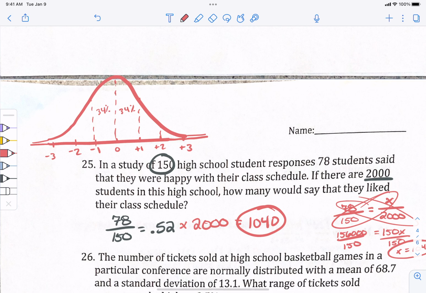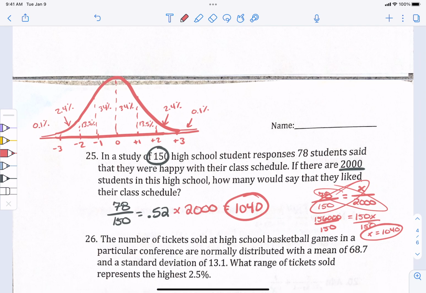34% live here. 13.5% live here. This is 2.4%. And this is 0.1%. Okay, and same thing here on the other side. So 13.5%, I have 2.4%, and I have 0.1%. Okay, so if you have this on your laminated sheet, I will let you use that. Or just copy it down on here and then you'll be good to go.